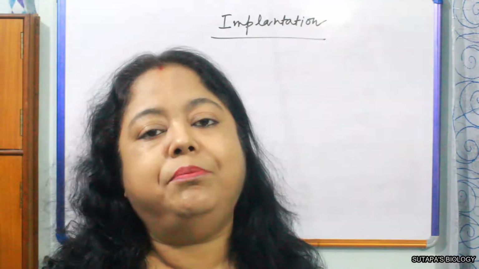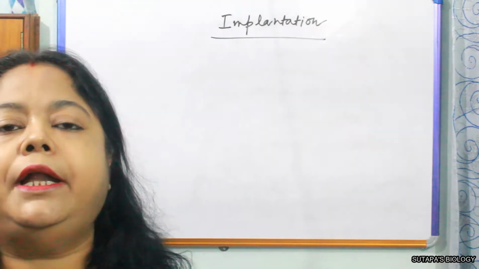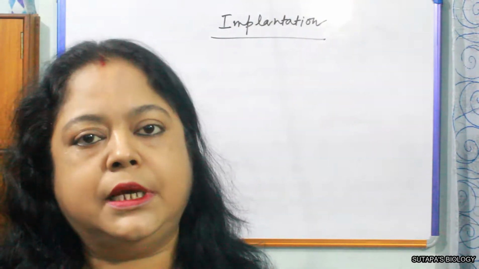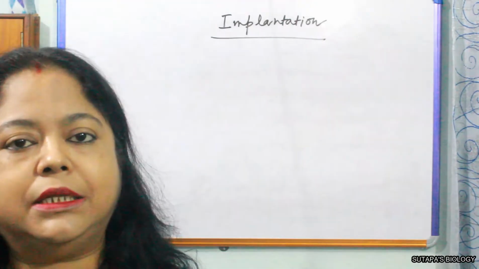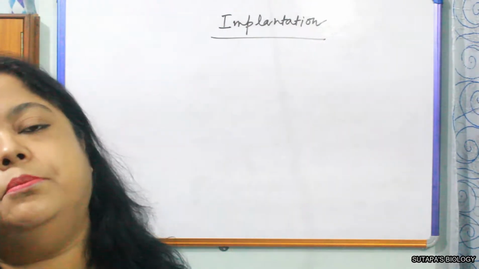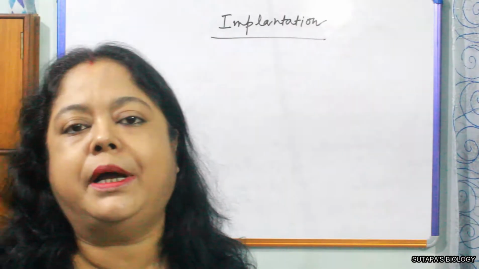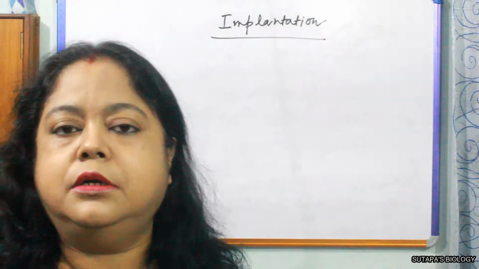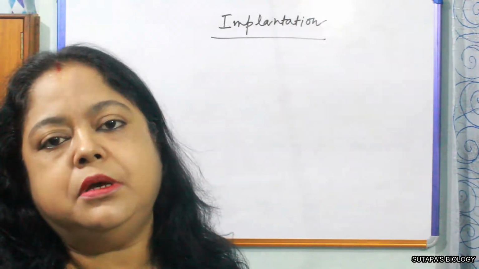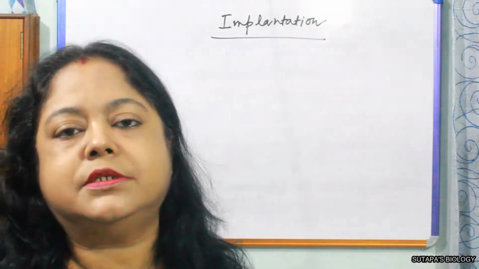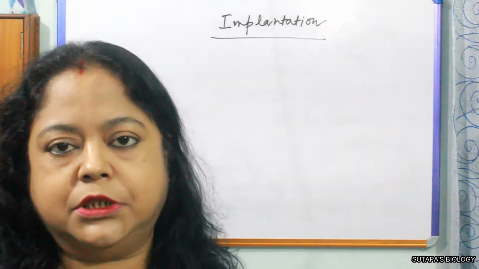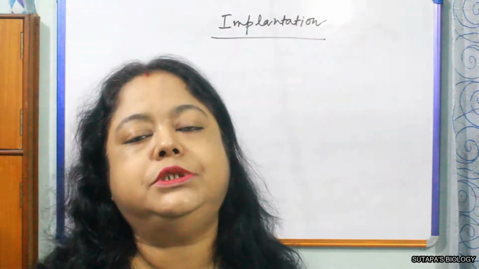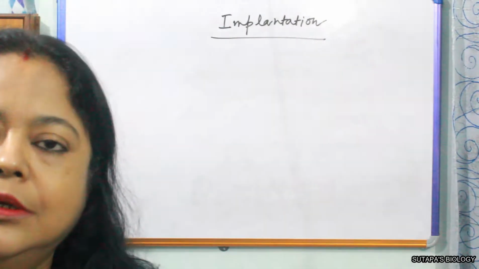It should be implanted here. Otherwise, if it gets implanted wrongly in another place, that's known as ectopic pregnancy. And ectopic pregnancy is a very bad thing for the mother and the baby both. The mother gets affected by injury or wound formation, and the baby gets harmed as there will be a miscarriage. It will not be a successful fertilization. So implantation is the next part of fertilization, which is also very important for reproduction.